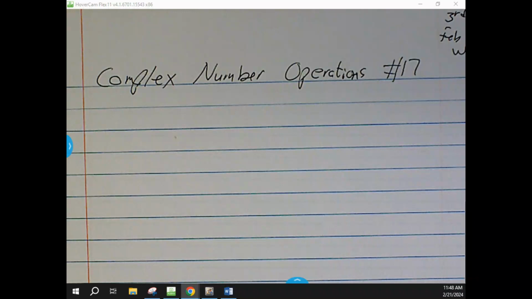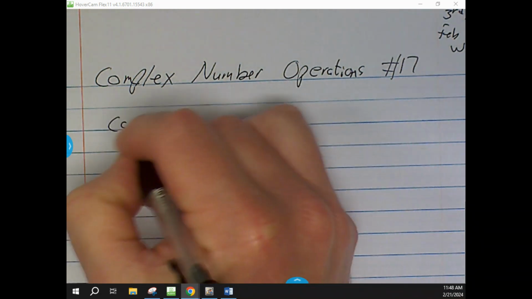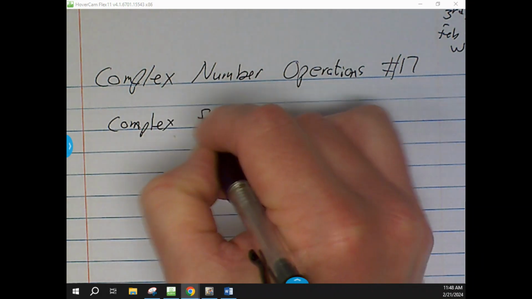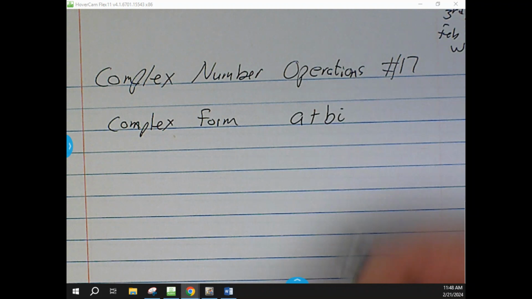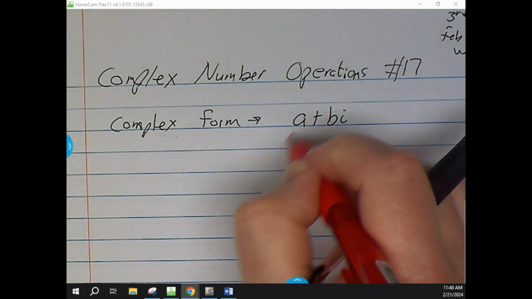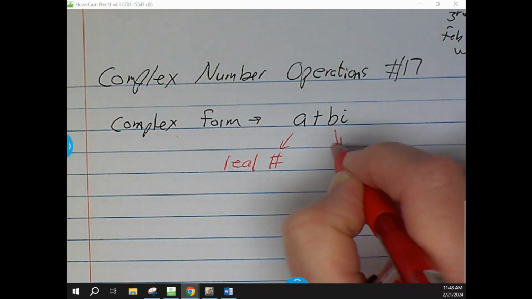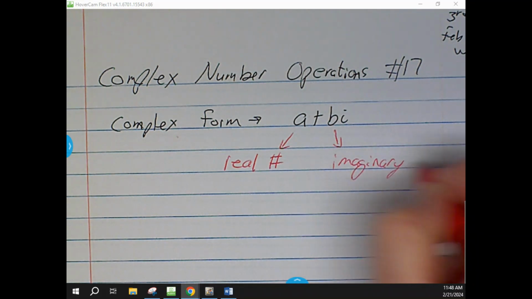All right. So with the complex number operations, the very first thing we're going to do is talk about something being in complex form. And when they talk about that, that's A plus BI form. And for that one, basically, here's what it means: the A is the real number part, and then the BI part with the I term, that's the imaginary number part.